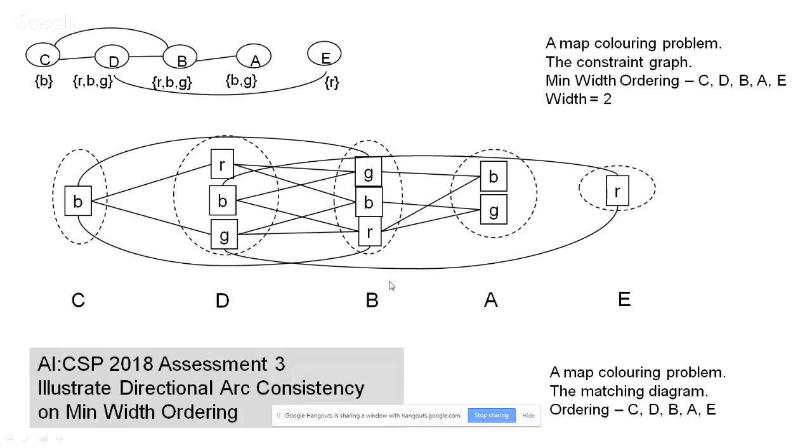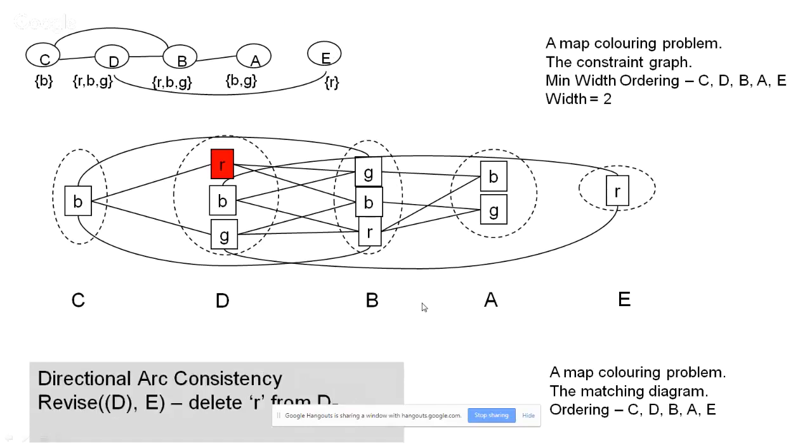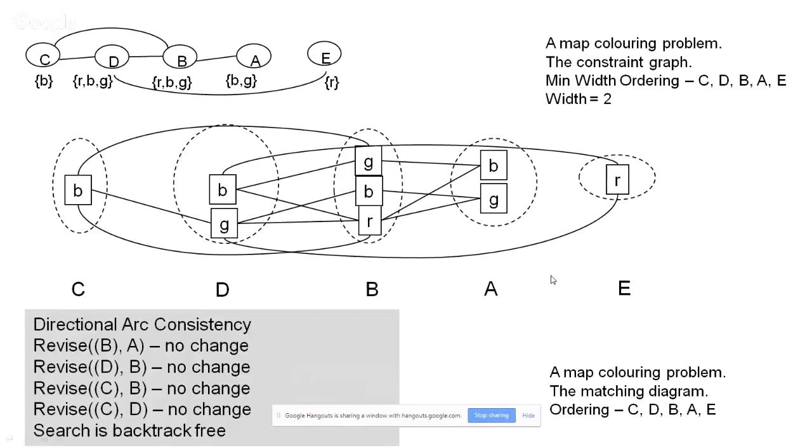So again, we do directional path consistency. First we will do it for variable E, and you can see that variable E is connected to variable D, and we will see that the value red in D, because they are touching, is not consistent with the value of E. So we'll remove the value red from the domain of D. After that, we do directional arc consistency with respect to A, then with respect to B, then C, then D, and all of them don't introduce any change. But now we are claiming that the search has become backtrack free.